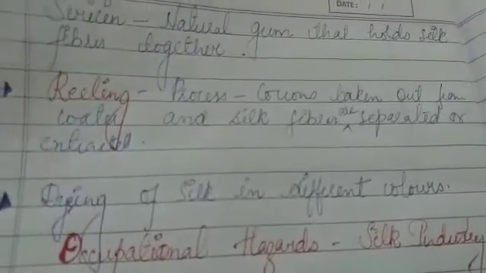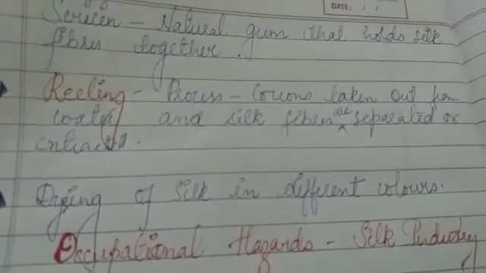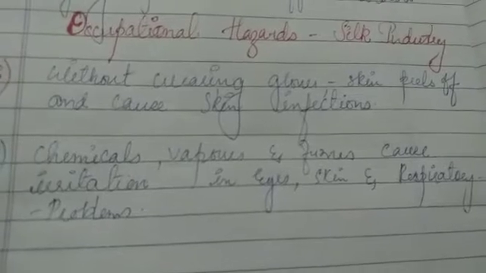Okay, so the next process is reeling. In this process, cocoons are taken out from the water and the silk fibers are extracted. The last process is that the silk is dyed in different colors. So here also there are some occupational hazards. So let's see what they are.